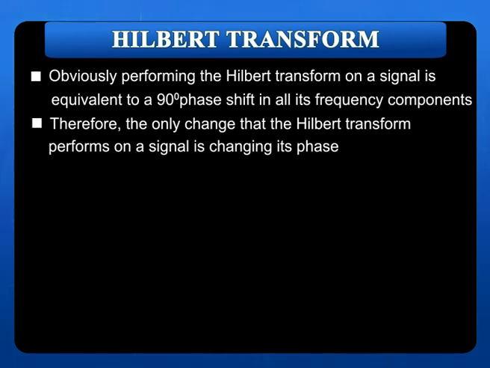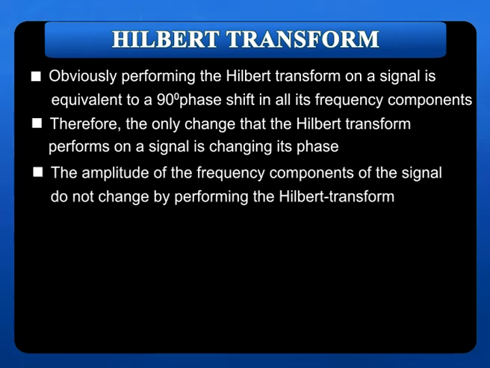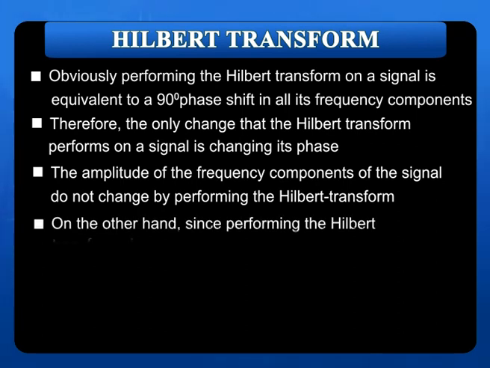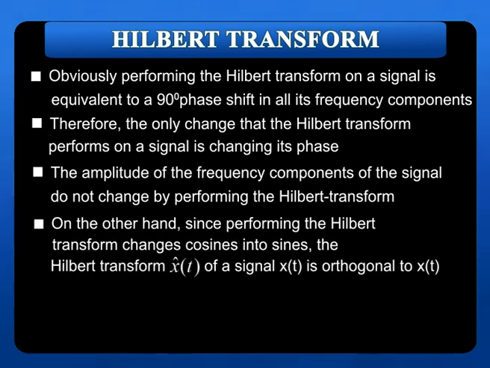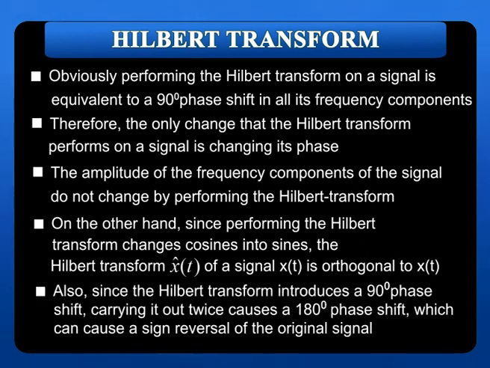Therefore, the only change the Hilbert transform performs in a signal is changing its phase. The amplitude of the frequency components of the signal does not change by performing the Hilbert transform. On the other hand, since performing the Hilbert transform changes cosines into sines, the Hilbert transform x cap of t of a signal x of t is orthogonal to x of t. Also, since the Hilbert transform introduces a 90 degrees phase shift, carrying it out twice causes a 180 degrees phase shift, which can cause a sign reversal of the original signal.